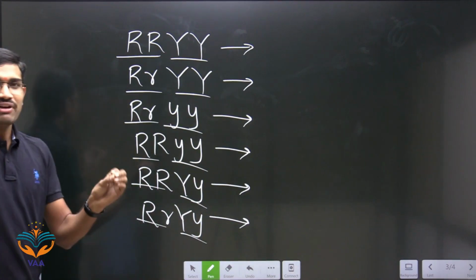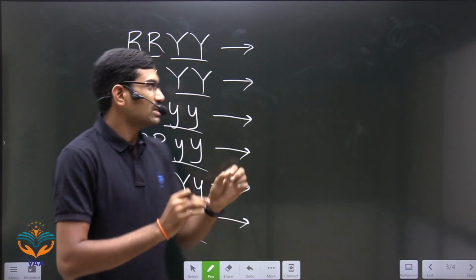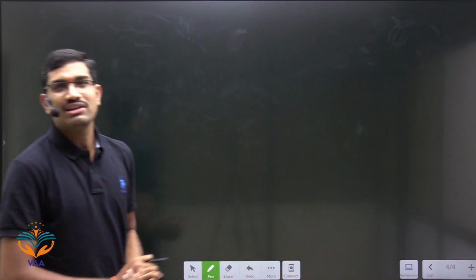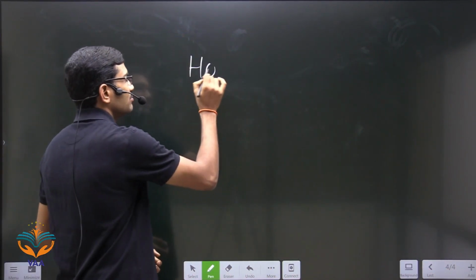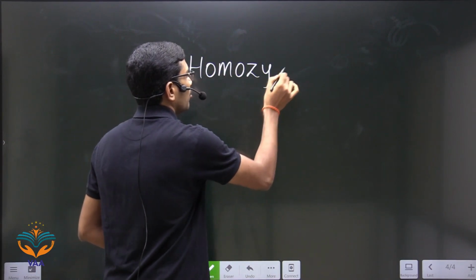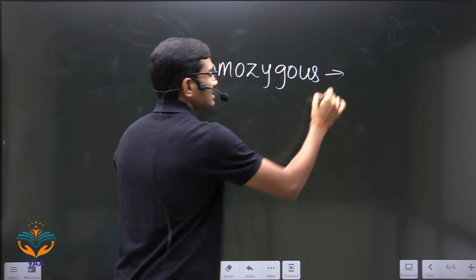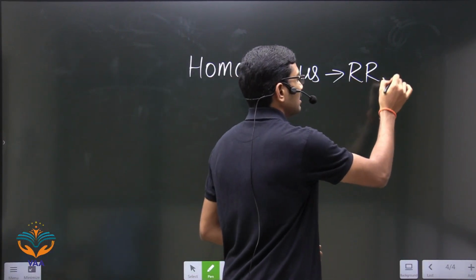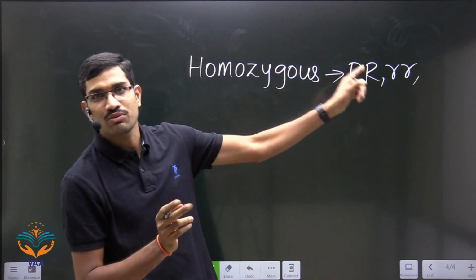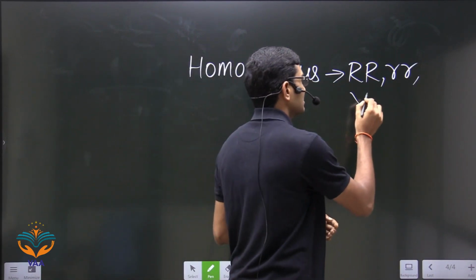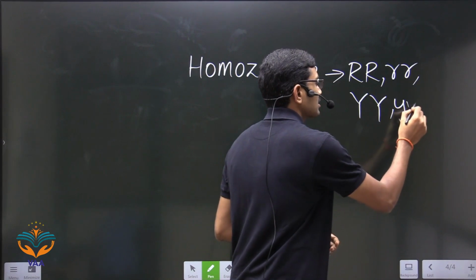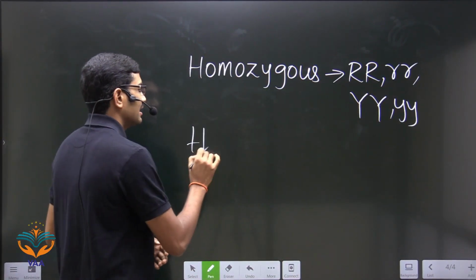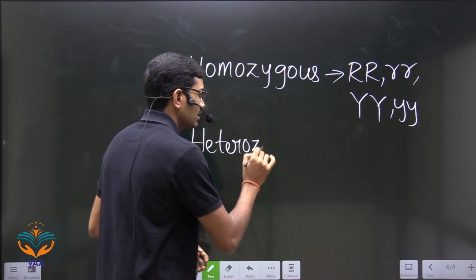Now when we are observing this, we need to observe with respect to each gene. And what exactly do we need to observe? Whether it is homozygous. That means we need to see whether it is capital R or small r for one gene. Similarly, for the other gene, whether it is capital Y or small y. So in this way, whether it is homozygous or heterozygous, this we need to observe.